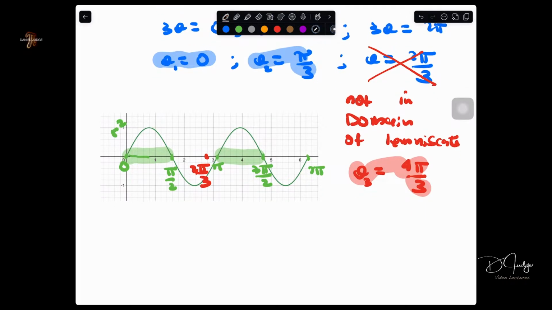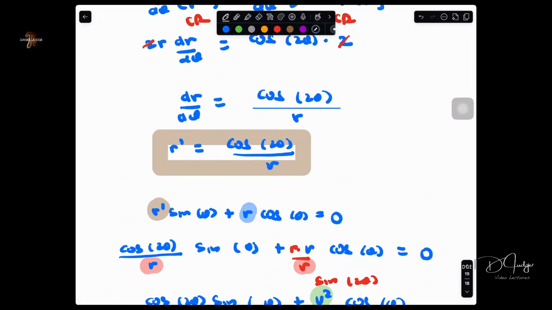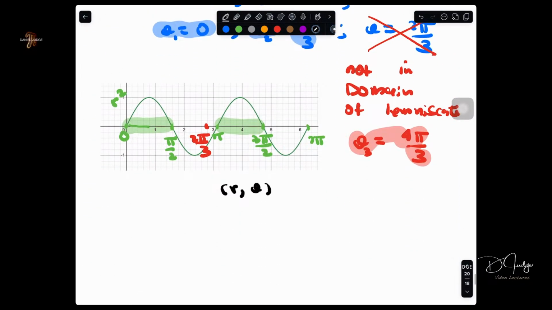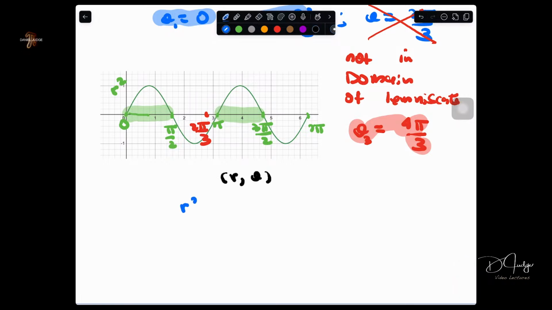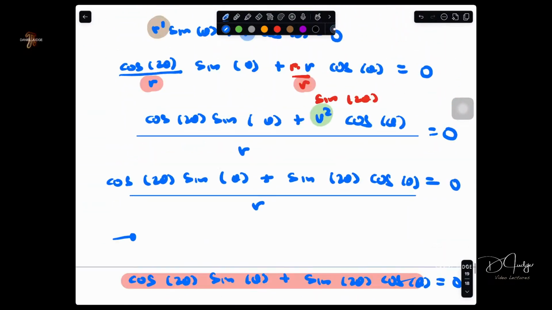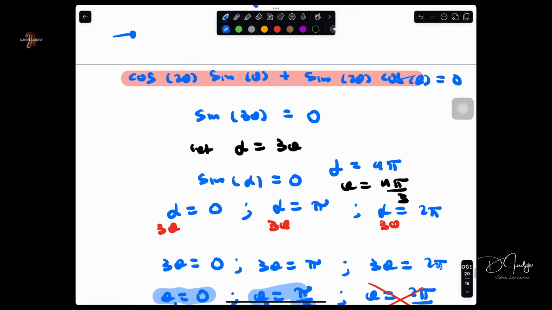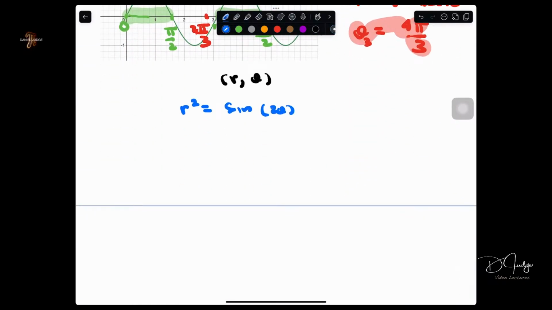And so points on the curve need to be of the form r and theta. You have r squared. So since r squared is sine, was it 3 theta? R squared is what? 2 theta. So since r squared is sine 2 theta, by the square root formula, r will be plus or minus the square root of sine double theta. Now your radius values are going to be positive here.